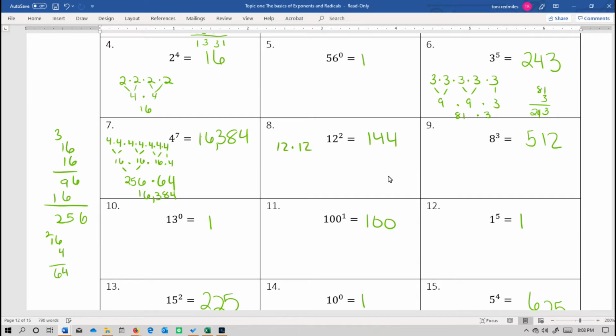This is one you were supposed to memorize. It's 12 times 12, and that's 144. If you need that trick of how to do that one, go back to the review video.